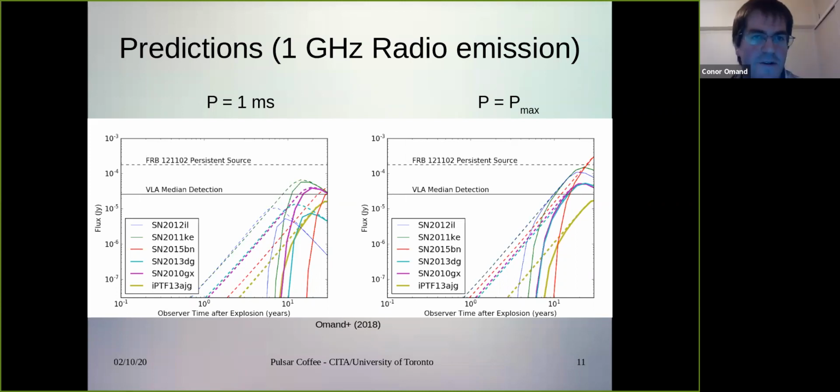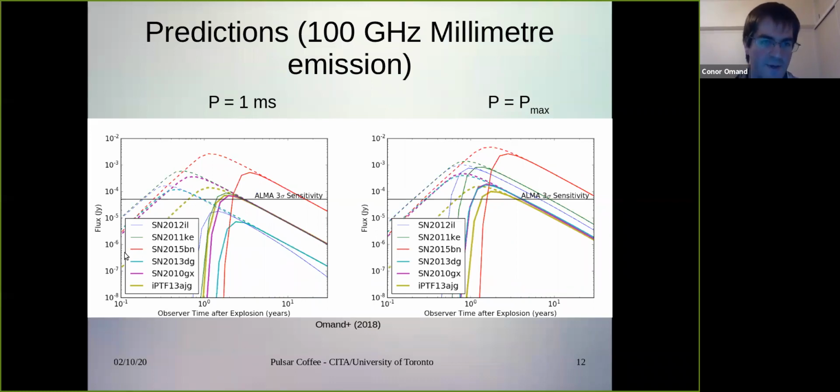So let's look at the 100 gigahertz emission now. You can see again, the time scale becomes close to 1 year for 1 millisecond. You can see that there are 4 of them that are detectable. One of them is extremely bright. This is again 2015 BN. And for P max, we predict all of them are detectable on a time scale of like 1 to 2 years or so. 15 BN should be detectable for another 30 years. So this looks like a promising method of detection for some of these supernovae. This is now a 5-year-old supernova, so we should be able to see it quite brightly.